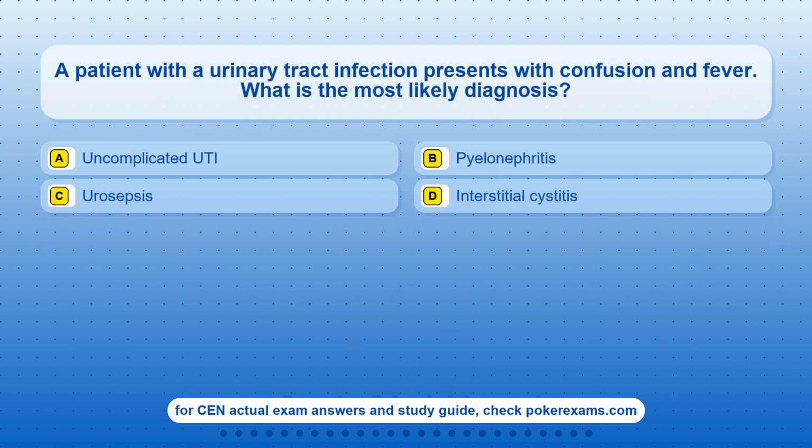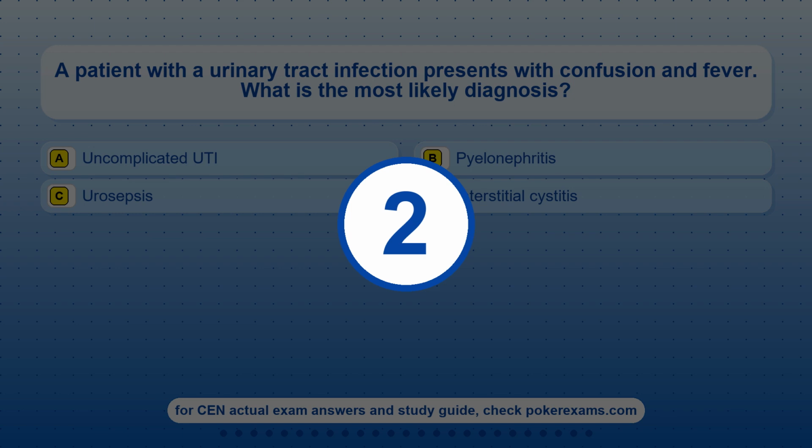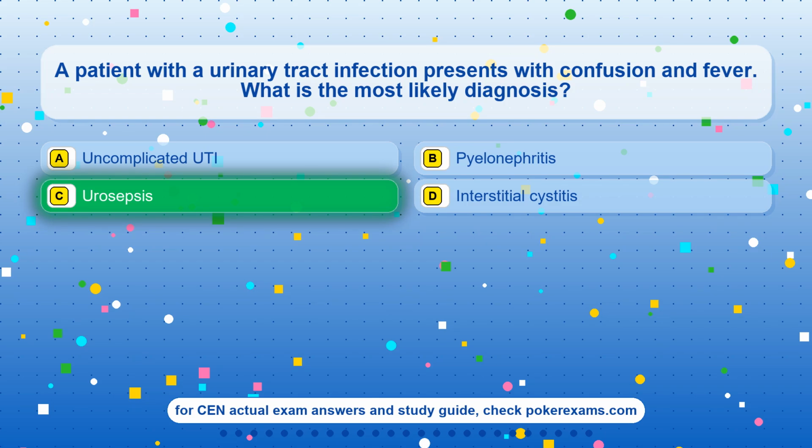Question 21. A patient with a urinary tract infection presents with confusion and fever. What is the most likely diagnosis? Option A, uncomplicated UTI. Option B, pyelonephritis. Option C, urosepsis. Option D, interstitial cystitis. The correct answer is option C, urosepsis.